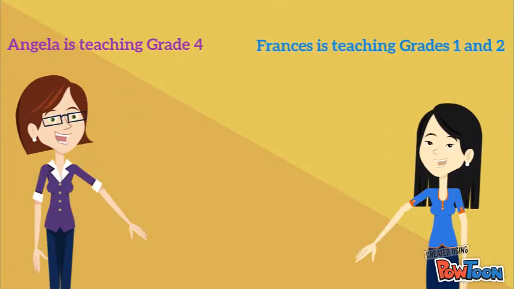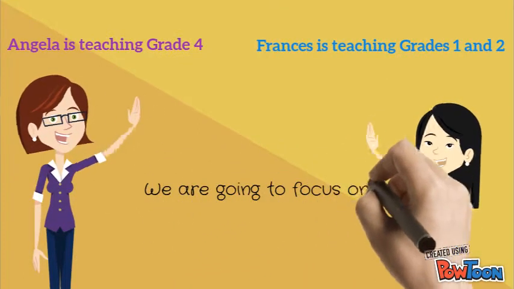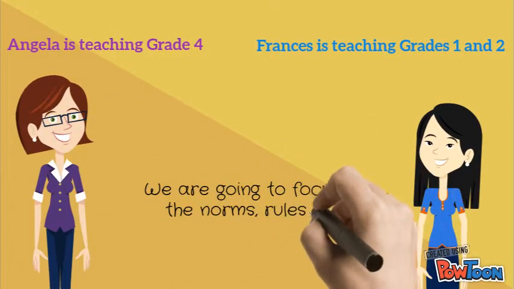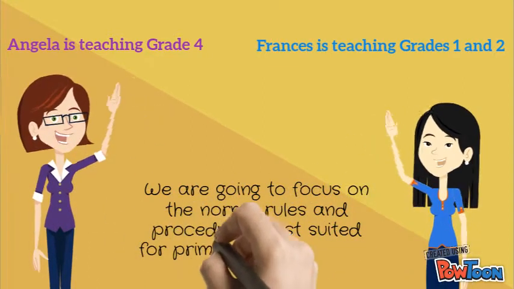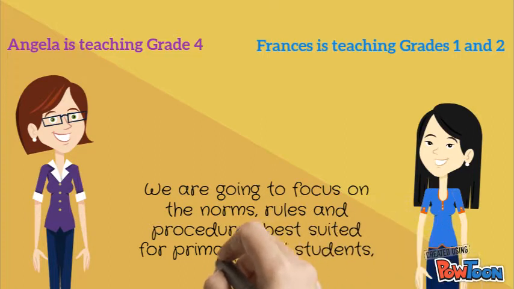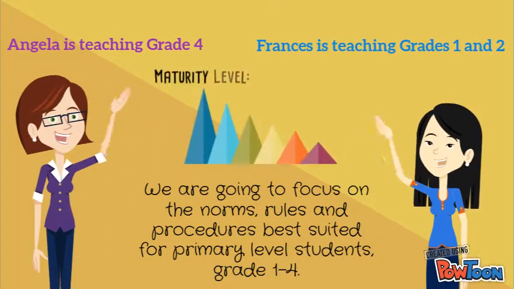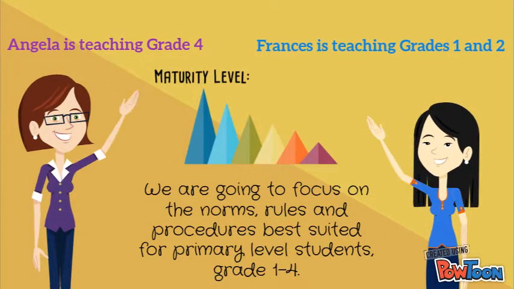Since we are both teaching in primary, we are going to focus on the norms, rules, and procedures best suited for primary level students, grades 1 to 4. This being said, there are some obvious differences in maturity between these grades. We will point out where these procedures can and should be adapted for older and younger children.